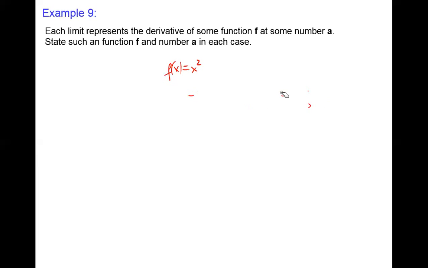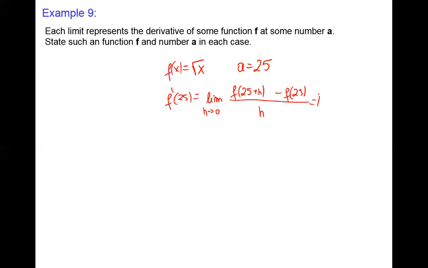Get ready. I have probably 5 or 6 of them, but one second. Let's do maybe one more together. Square root of x at 25. The derivative of the square root of x is a limit as h goes to 0, and then f of 25 plus h minus f of 25. Now, evaluating for my function, this will not change: square root of 25 plus h minus square root of 25.